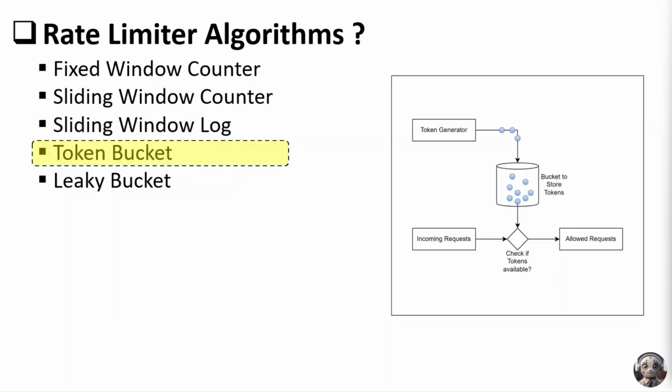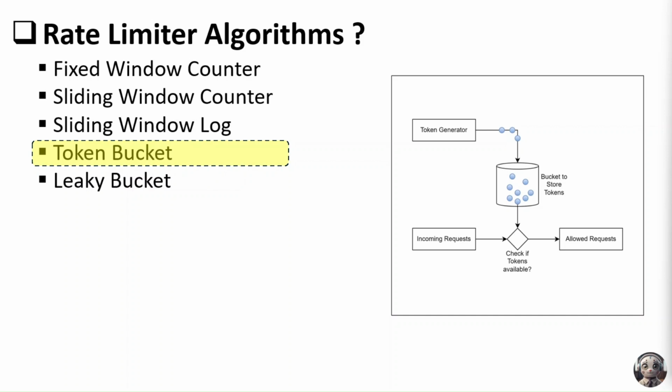The next is the token bucket algorithm. It is a popular rate-limiting method that allows for flexible and controlled handling of request bursts. It's a bit like managing a water bucket with tokens instead of water droplets. Here's how it works. Let us see how the token bucket algorithm works.